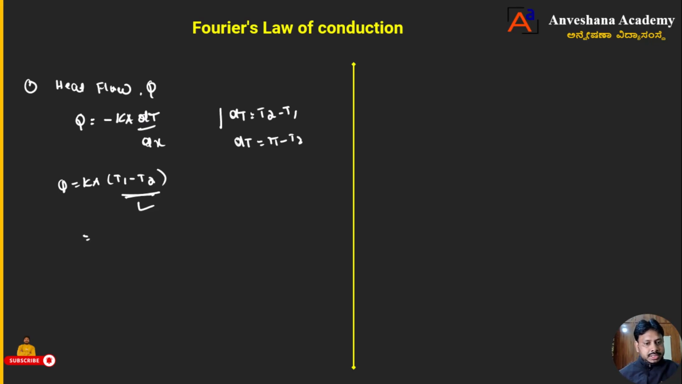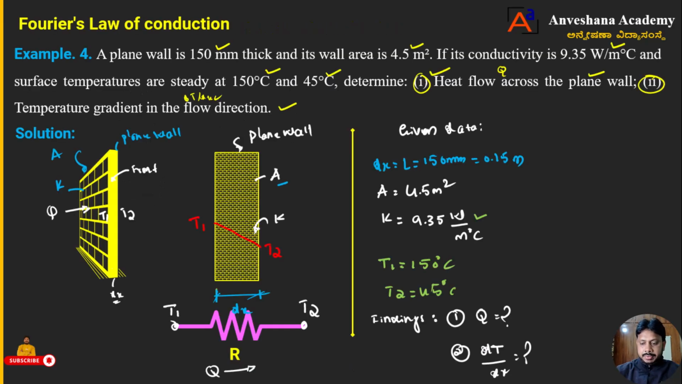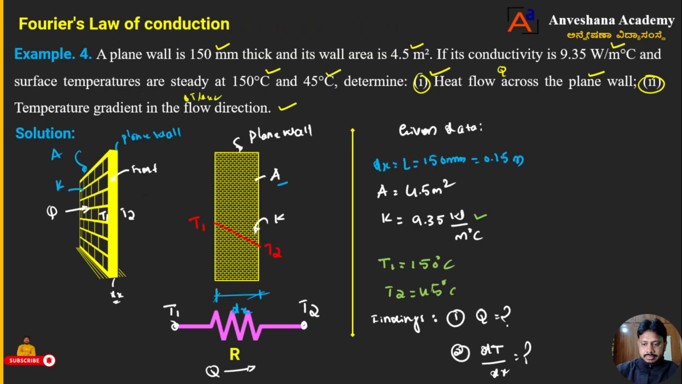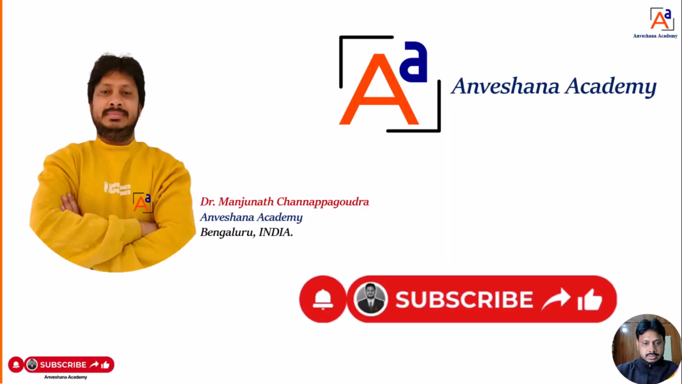So now what is K value? That is 9.35, he has given. Yes, I will write it here. 9.35 into what is area? Area is equal to how much he has given? 4.5 meter square he has given.